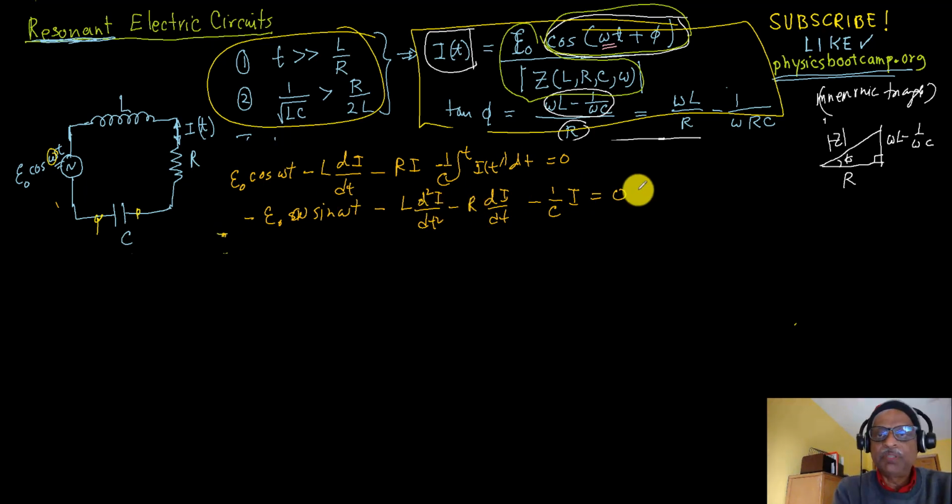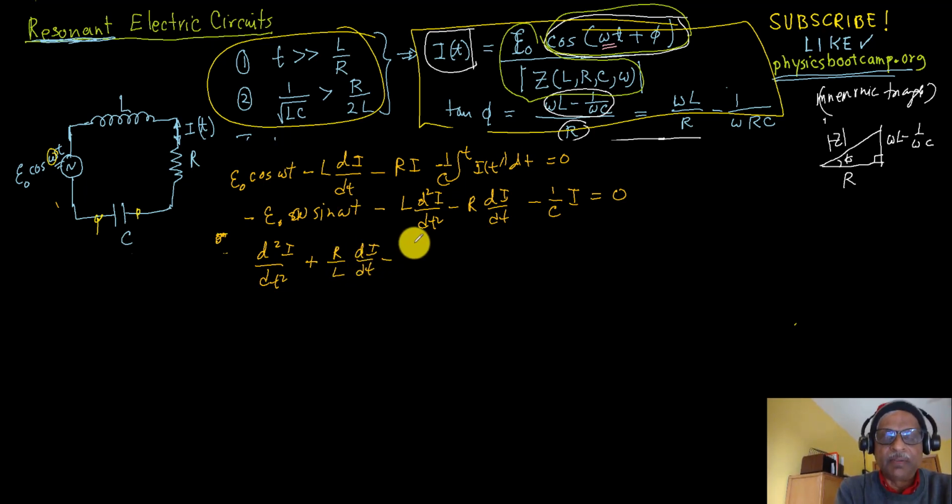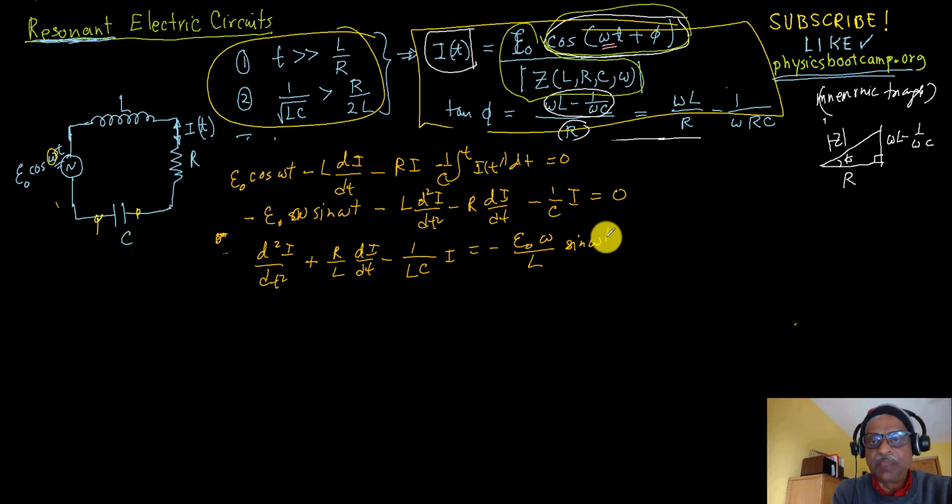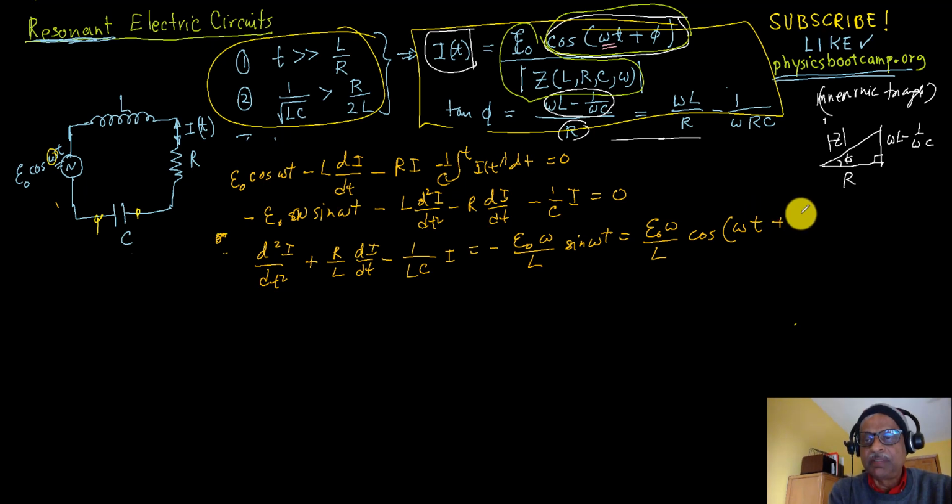Well, let's put these on the other side and manipulate this. I'm going to get d squared I over dt squared plus R over L dI/dt minus 1 over LC I equals minus E0 omega over L sine omega t, and I can write this as a cosine: E0 omega over L cosine omega t plus pi over 2.